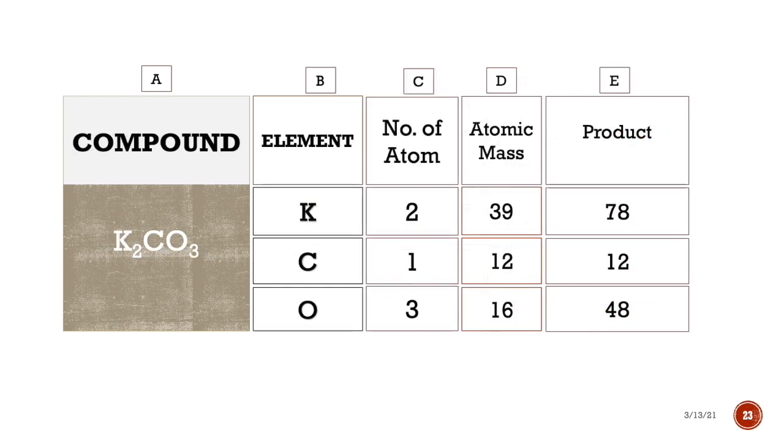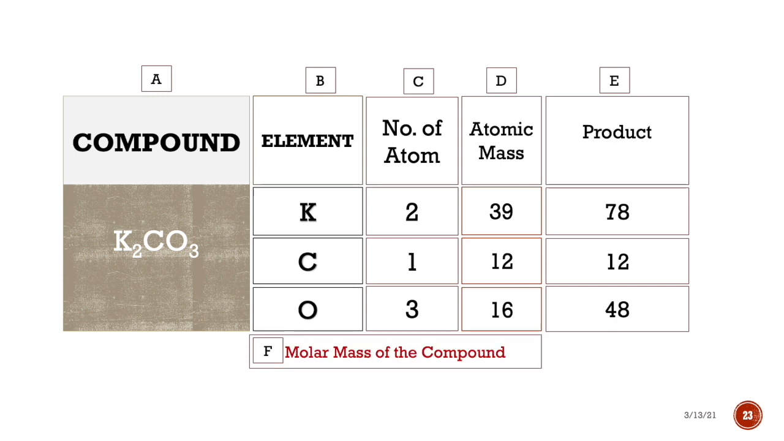And lastly, get the total of these computed values to determine the molar mass of the compound. So for potassium carbonate, 78 plus 12 plus 48 will give you 138. This is equivalent to the molar mass of the compound. What about for sodium carbonate?